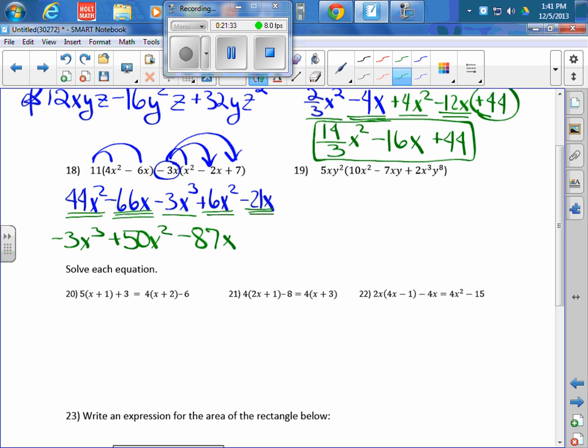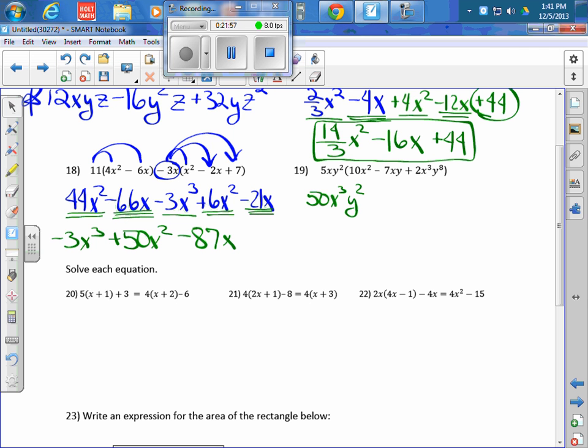In number 19, you're just going to multiply the 5xy squared times the 10x squared. 5 times 10, 50. X times x squared, x to the third, you're going to have a y squared. Then you're going to take the 5xy squared times negative 7xy. See, here's what I'm seeing. I don't know what you're seeing when you look at that.